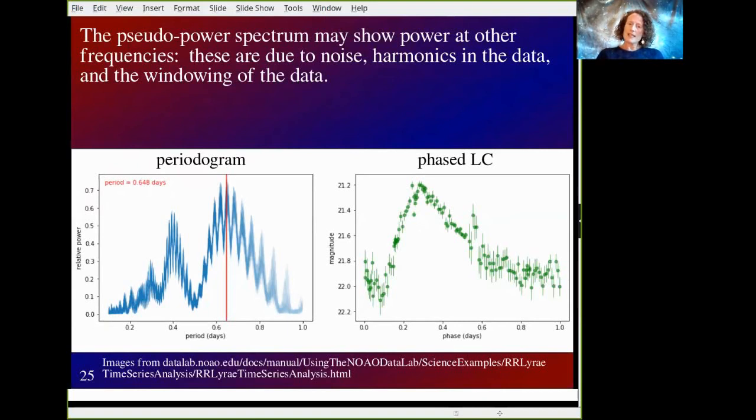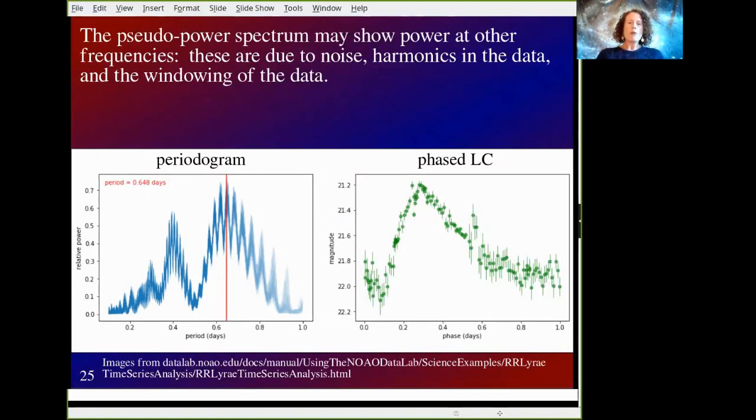Now, it's only slightly more. And so you might say, well, is that really the period or not? Well, if we phase it to that period, then we get the phased light curve like on the right. And we can see clearly that it looks like a pulsating variable star. So that's probably what the period is.